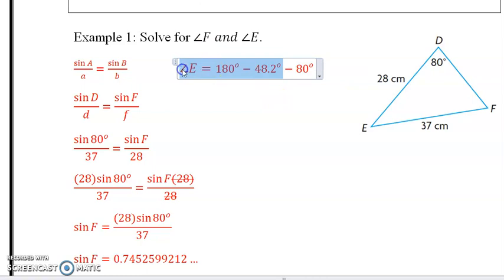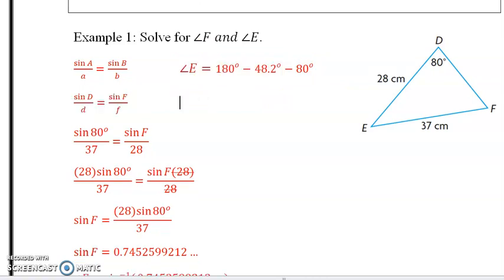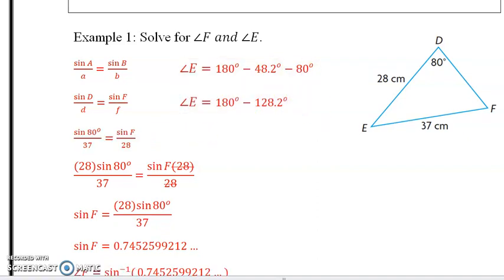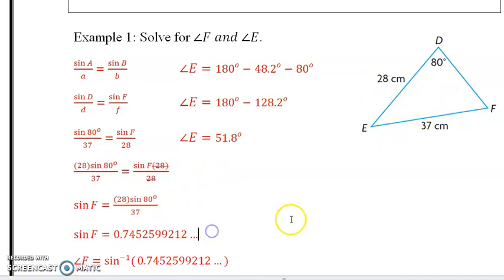So, angle E is equal to, we add these two together, and because they're both negative, we get 128.2, and subtract that from 180, and we get 51.8. That's 180 minus that angle, and there's 51.8, okay? For angle E. And that's it. So we know angle F.